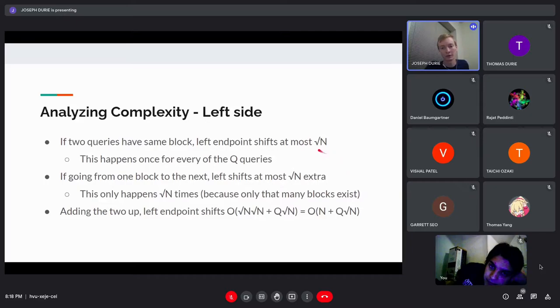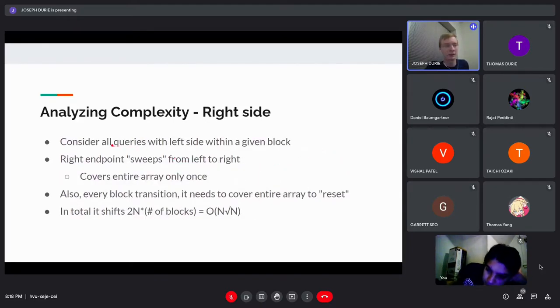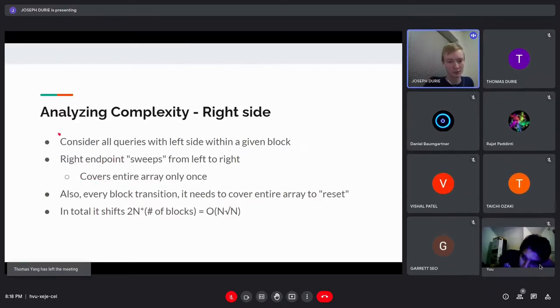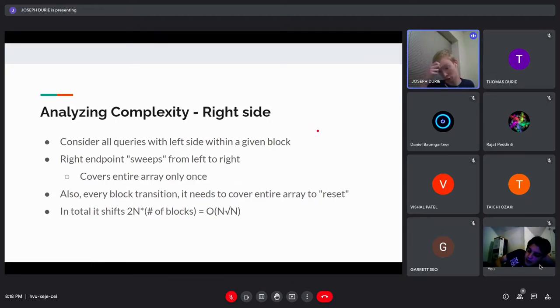Now let's do the same thing for the right endpoint. Let's think about all the queries that have their left endpoints within a given block. The right endpoint is basically making one pass down the array, right? Because for things that are in the same block, we are sorting them by increasing right endpoint. So the right endpoint just has to make one pass through the array for that block. And then once we're done with that block, it has to go all the way back to the left to reset for the next block. So it's going 2n shifts at most for every block. So it's 2n root n, which is O of n root n. Okay?